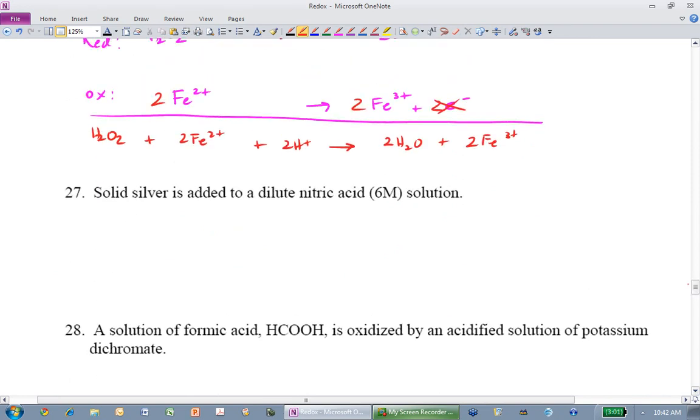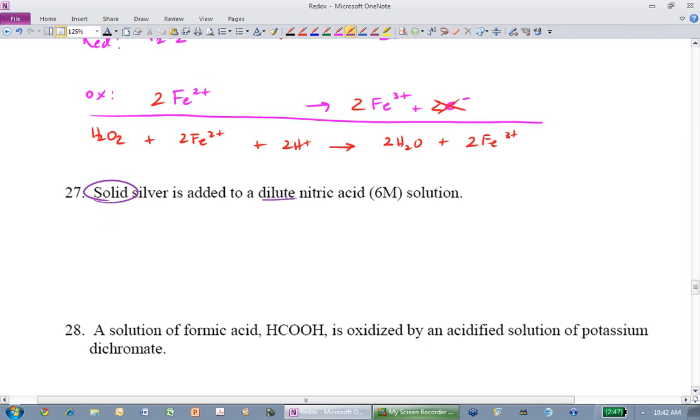All right, solid silver. Solid silver, so I don't have to think too much about that. Just write down Ag. Think Ag. Solid silver is added to a dilute nitric acid 6 molar solution. Okay, so this is the oxidizing acid. So our silver metal is going to go to silver ion.